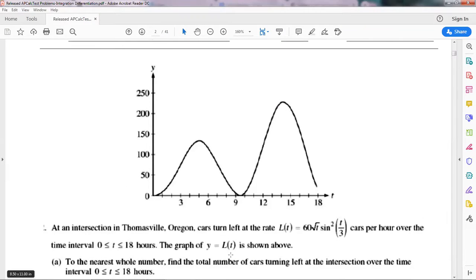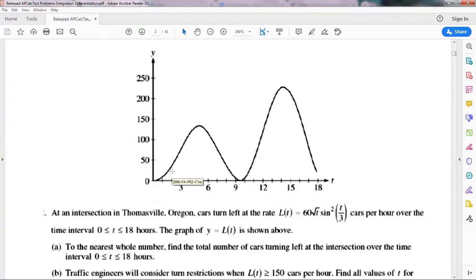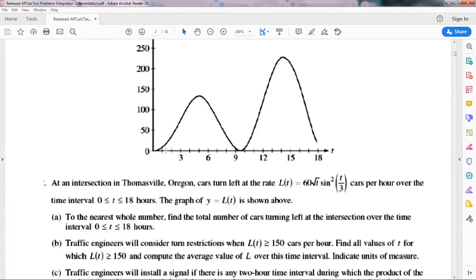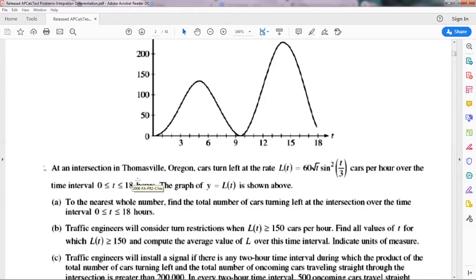You have a function of the time. You see here the t right here, and then this is a value function, and the function increases, decreases, increases, decreases, correct? And goes from 0 to 18. At an intersection in Thomasville, Oregon, cars turn left at the rate L of t, 60 square root of t sine squared of t over 3 cars per hour over the time interval 0 to 18. The graph of L is shown above. So this is the rate of change.